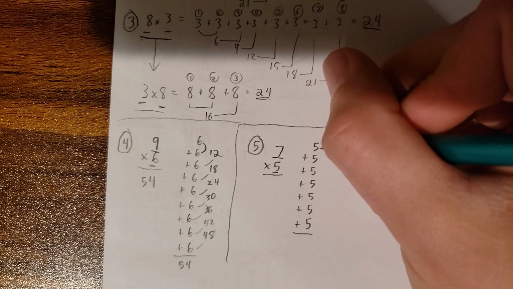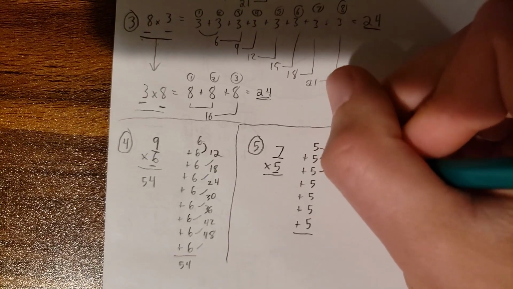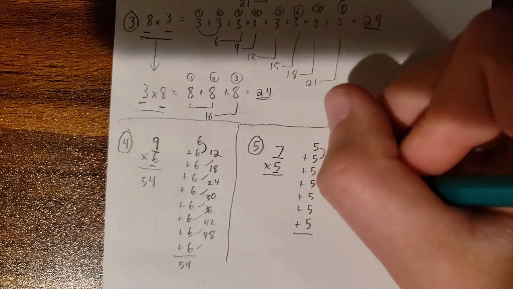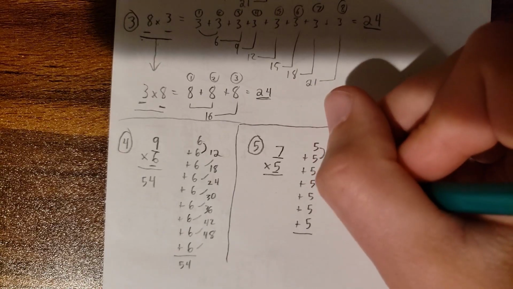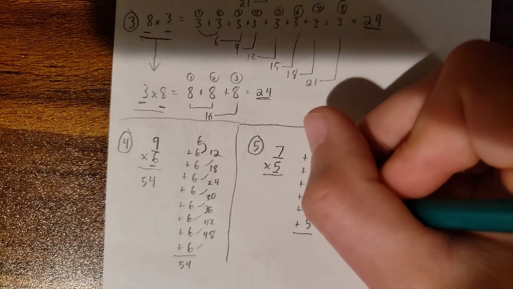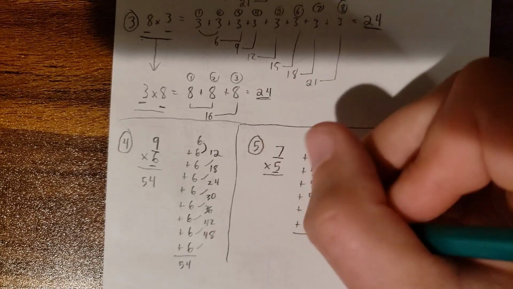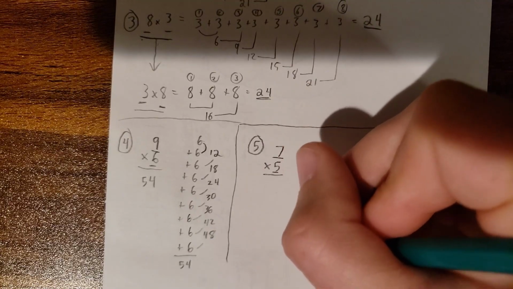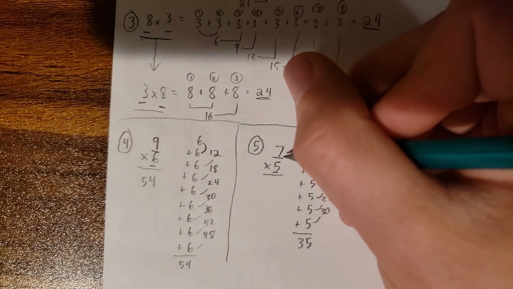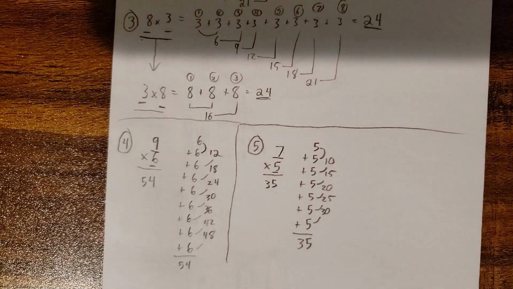Go ahead and do the addition. 5 plus 5 makes 10. 10 plus 5 makes 15. 15 plus 5 makes 20. 20 plus 5 is 25. 25 plus 5 is 30. And 30 plus 5 is 35. So we know that 7 times 5 is 35.